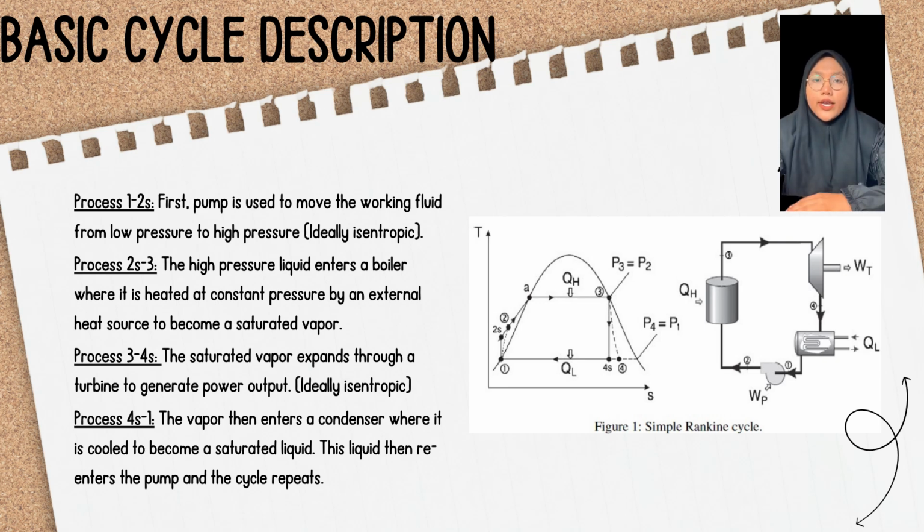Process 3 to 4s. The saturated vapor expands through a turbine to generate power output. Ideally, this expansion is isentropic. This decreases the temperature and pressure of the vapor. Lastly, process 4s to 1. The vapor then enters a condenser where it is cooled to become a saturated liquid. This liquid then re-enters the pump and the cycle repeats.